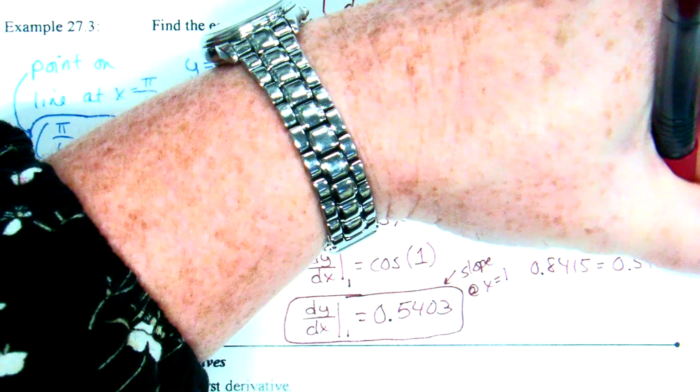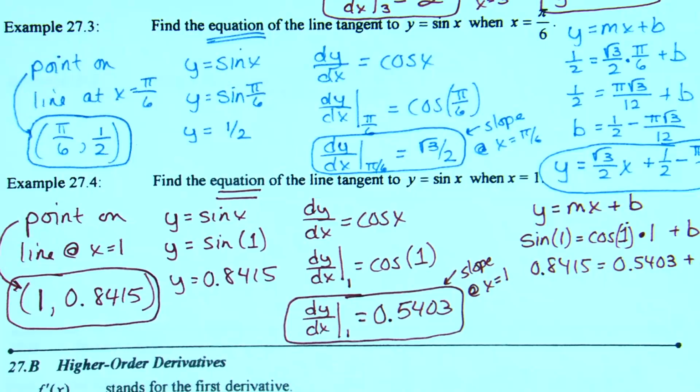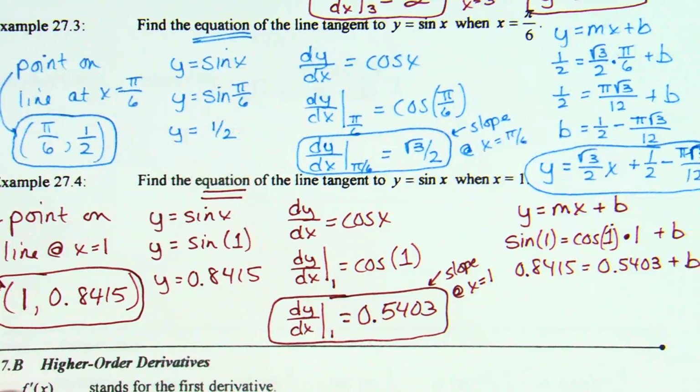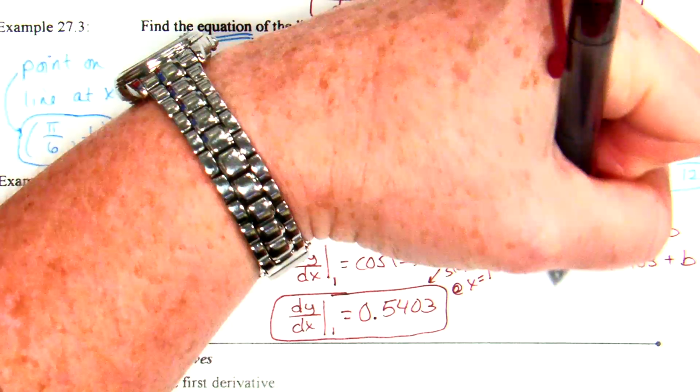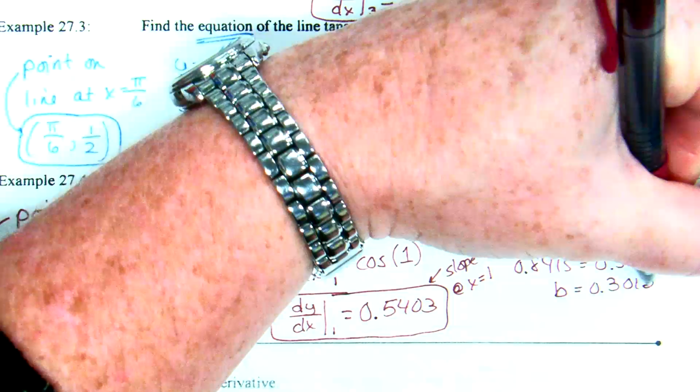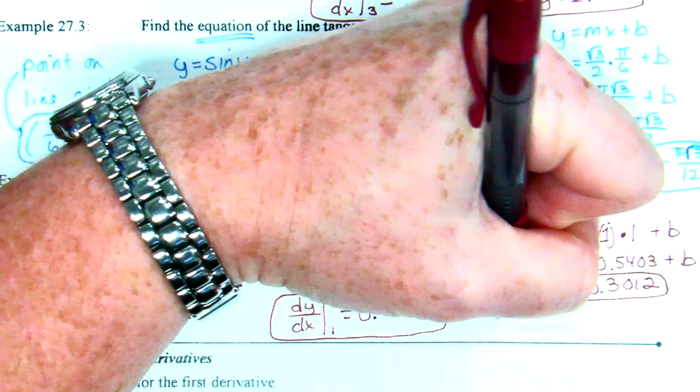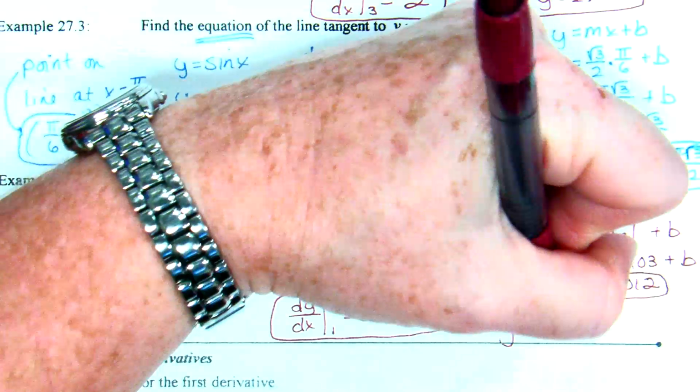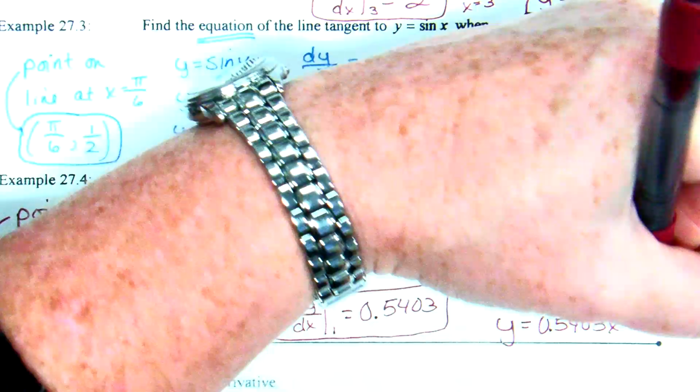Okay. So the other option is if you put the decimals in, it's 0.8415 equals 0.5403 plus b. B is 0.3012, and so y equals 0.5403x plus 0.3012.